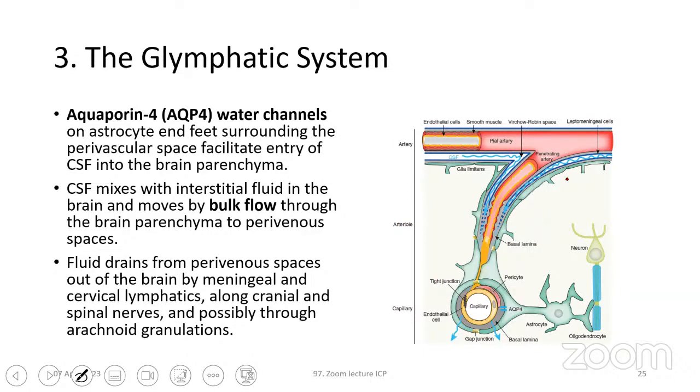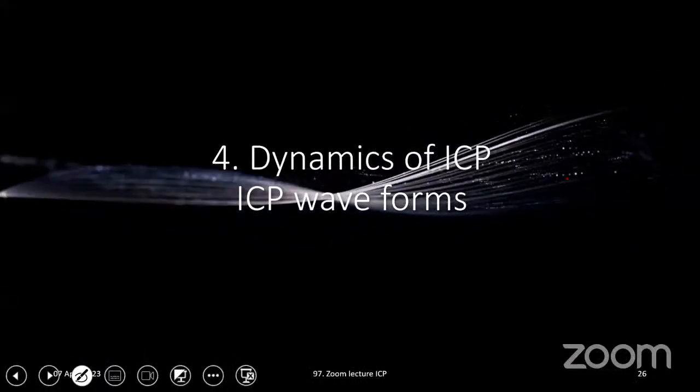This CSF mixes with the interstitial fluid in the brain and is moved by bulk flow through the brain parenchyma to perivenous spaces. Fluid drains from perivenous spaces out of the brain by meningeal and cervical lymphatics along cranial and spinal nerves, and possibly through arachnoid granulations. This is the opposite of the bulk flow CSF concept, which we have been reading since our MBBS days.